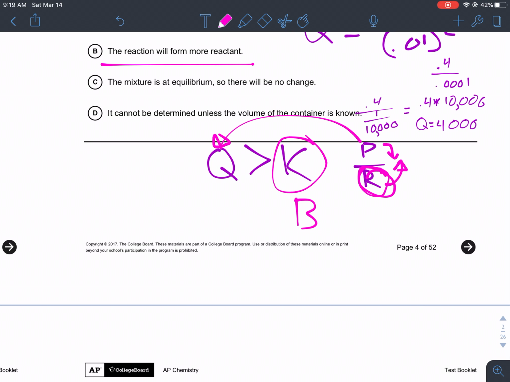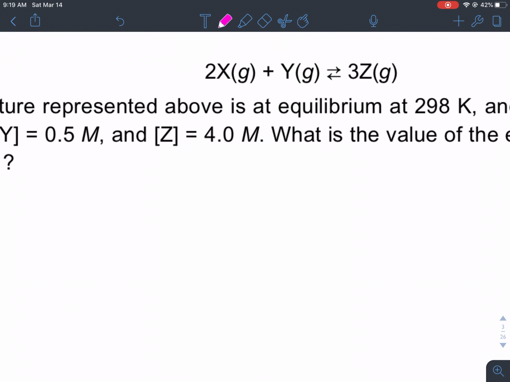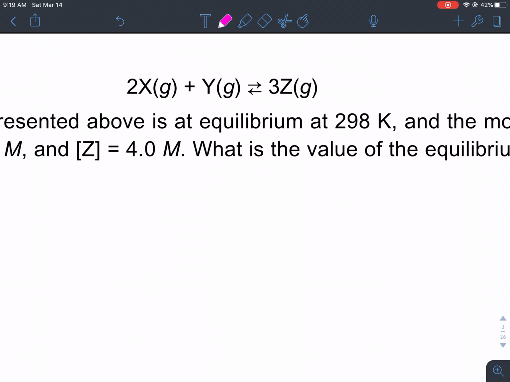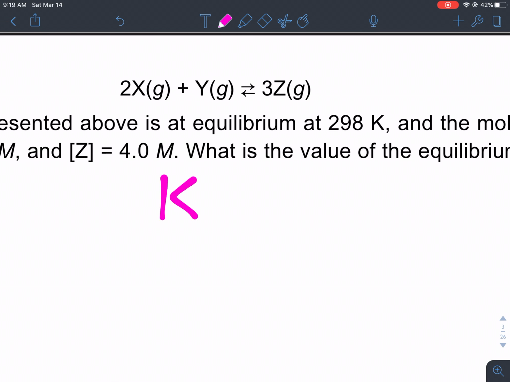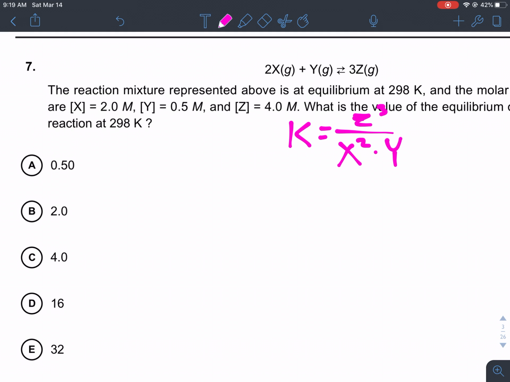Remember, in equilibrium, everything's trying to get to K. All right, number 7. The reaction mixture represented above is at equilibrium at 298 K, and the molar concentrations are given. Okay, so let's do this. My K is equal to Z cubed over X squared times Y. I know I didn't write them in concentrations and brackets. It's okay. Don't worry about it. It's not a beauty contest.